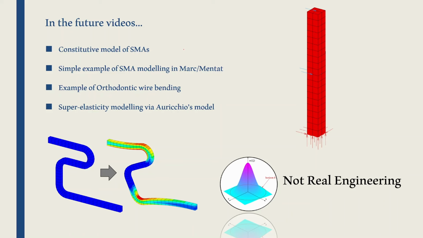We have 4 more videos coming up. In the next video, we will discuss the mathematical model behind shape memory alloys, which is used in the software Mark Mentat. In the video after that, we will see a simple example where we will use this shape memory alloy material and simulate something shown over here. This is a kind of simple example, but in the 4th video, we will solve a little bit more complex example than that, which is orthodontic wire bending, and that example is shown over here. And finally, in the last video, we will discuss a specific material model used only for the superelasticity part. And of course, we'll solve an example using that as well.